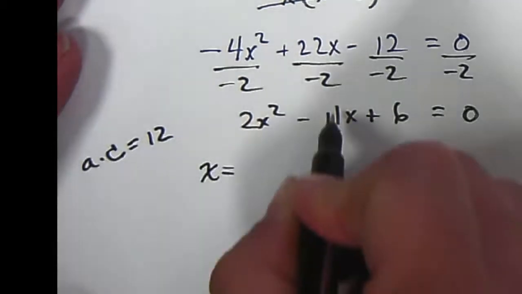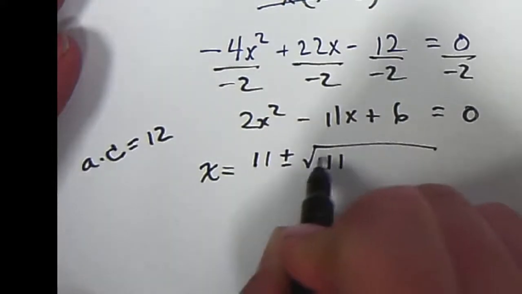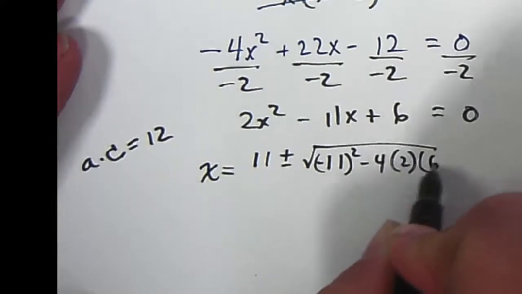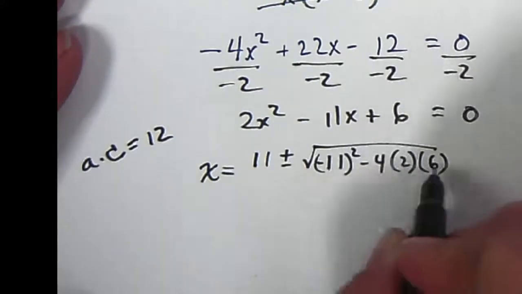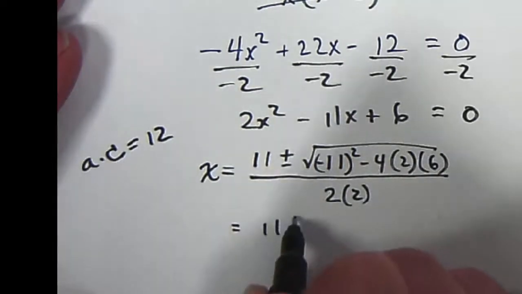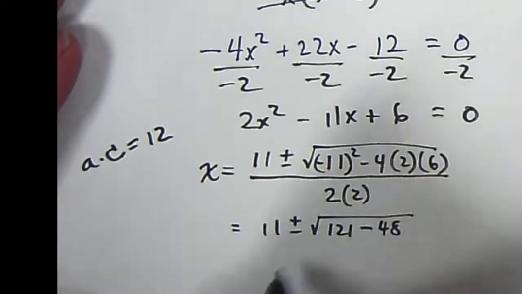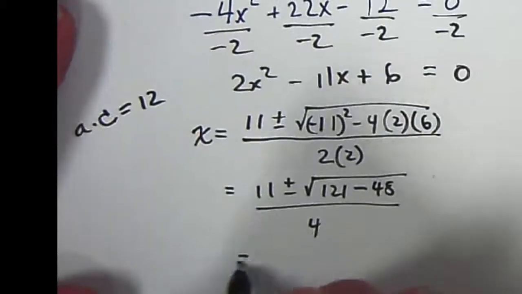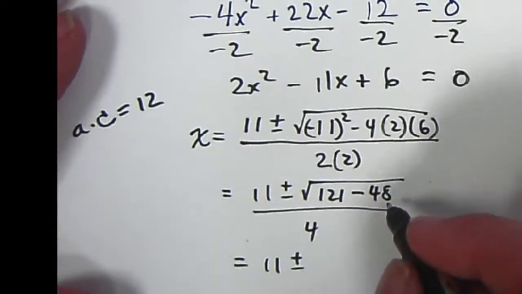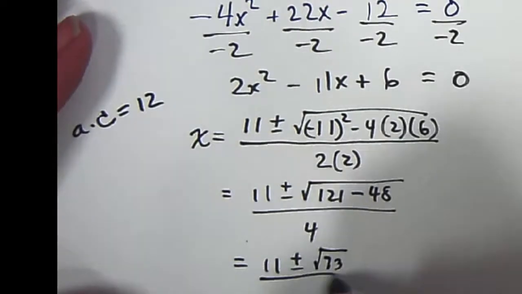X is equal to negative b, so it's 11 plus or minus the square root of negative 11 squared minus 4 times 2 times 6, b squared minus 4ac, all over 2a. So you get 11 plus or minus 121 minus 48 over 4, which is 11 plus or minus, let's see, that's 52 away from 100. 52 plus 21 is 73, so square root of 73 over 4.